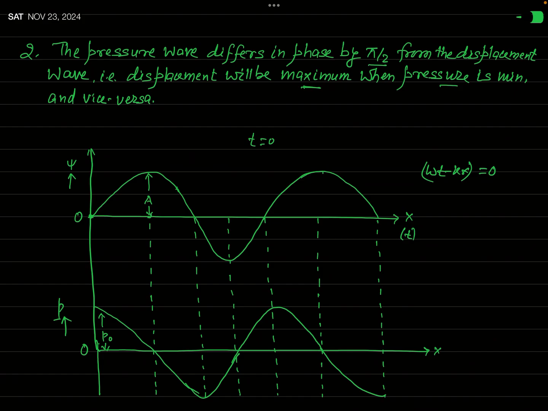But at this position you can see psi is maximum at its value a, then corresponding to that point the pressure is 0. Now here at this position you can see the displacement is 0 but pressure is maximum. At this position again you can see the displacement is maximum on the negative side and here pressure is 0. So you can say that the pressure wave differs in phase by pi by 2 from the displacement wave.